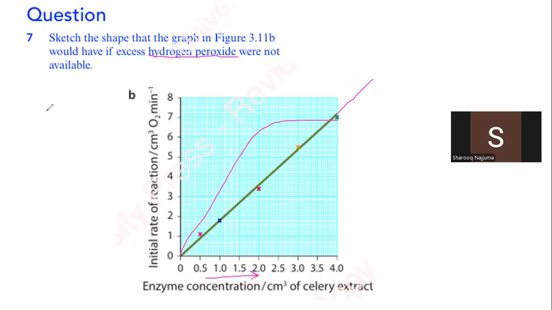So those are the 4 factors I wanted us to look at: temperature, pH, enzyme concentration, and substrate concentration.